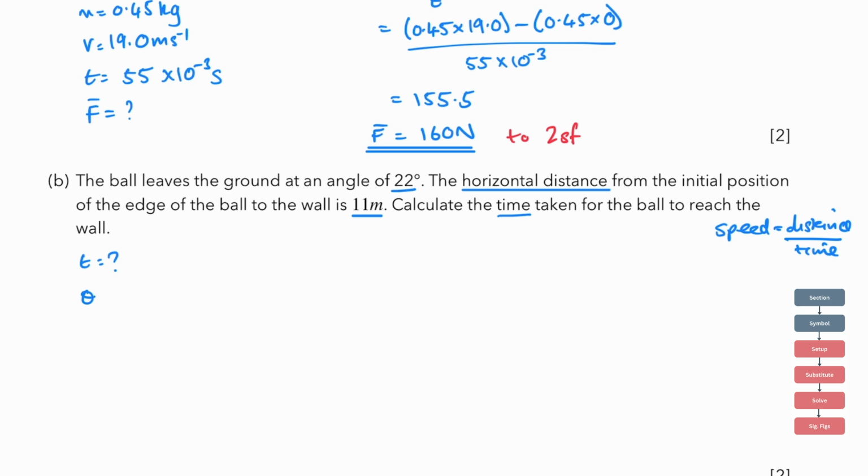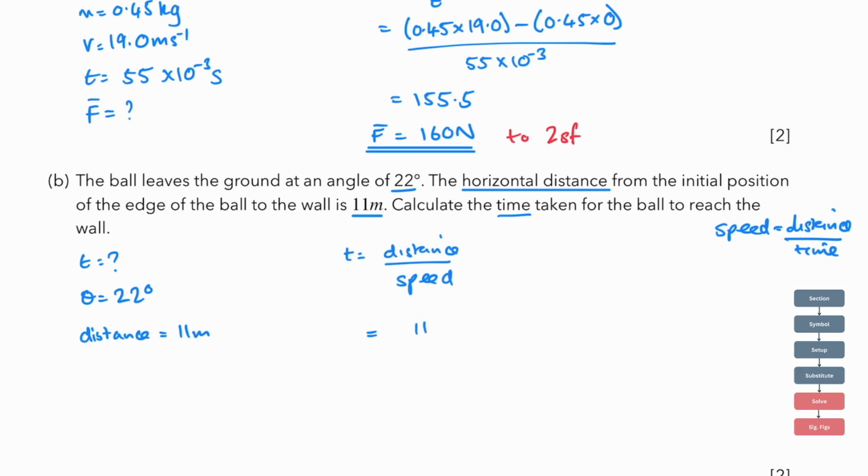So that means we have the angle, which is 22 degrees. We've got the distance, and we're not going to write S down here because I tend to think S is for the vertical distance. It's 11 metres. So we're going to set up the right equation. We want time is equal to distance over speed.